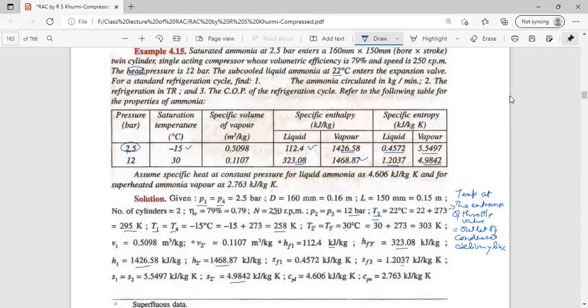And from the specific heat of the liquid ammonia at constant pressure, that is CPL. Specific heat at constant pressure of liquid ammonia is given as 4.06, and that of superheated, vaporized ammonia is given as 2.753. So what we are supposed to calculate is the ammonia circulated, the refrigeration tonnage, and the COP.